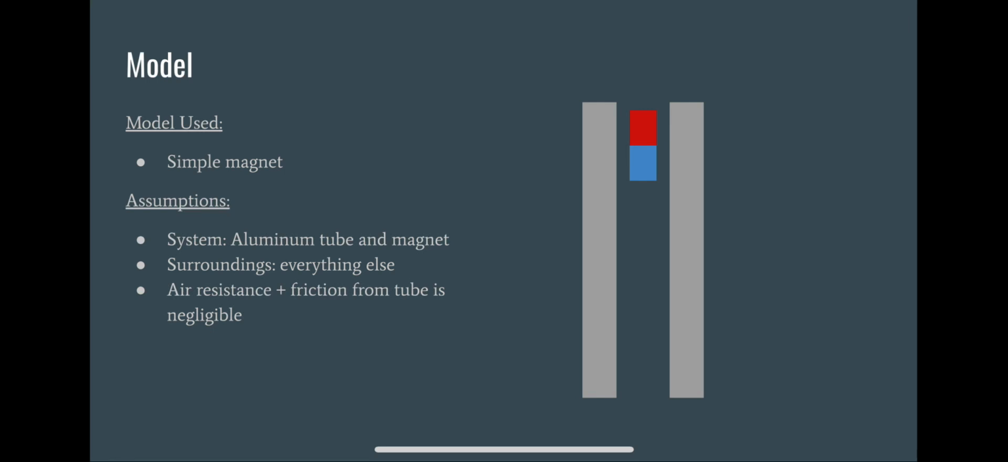For our model, we're using a simple magnet with a north-south pole and a tube. We're assuming that the tube and the magnet are the system, and the surroundings is everything else, and air resistance and friction from the tube are negligible.